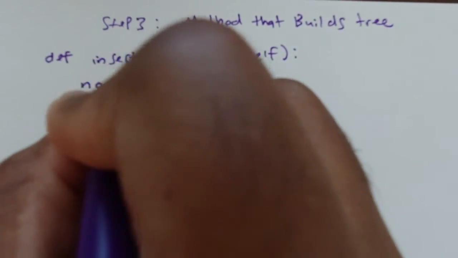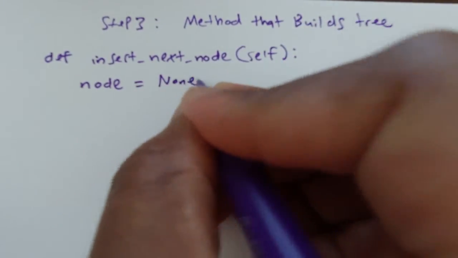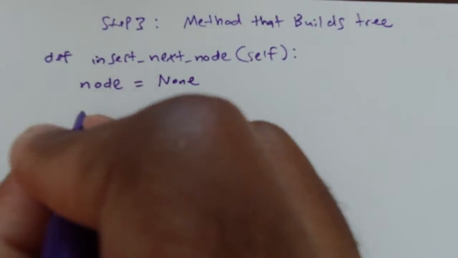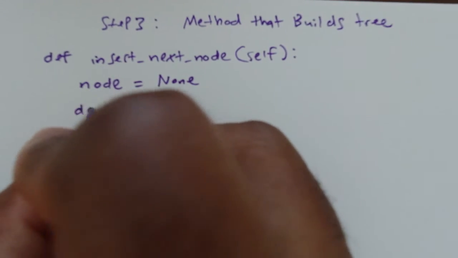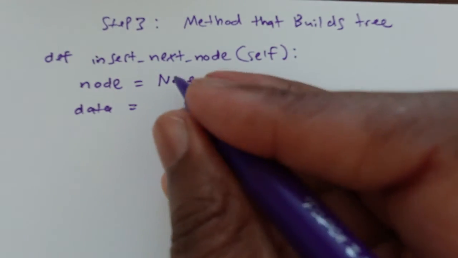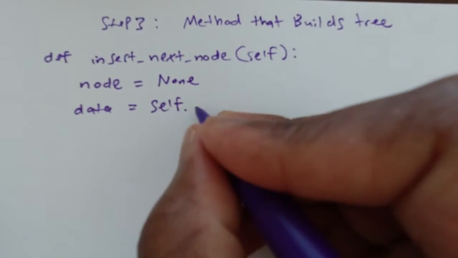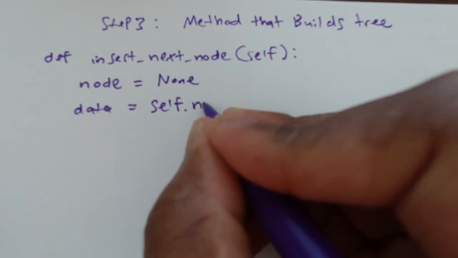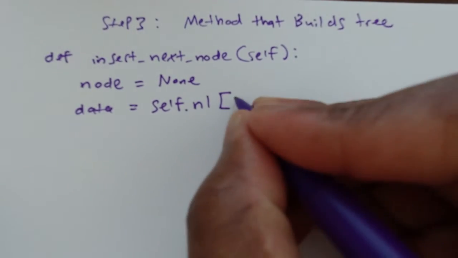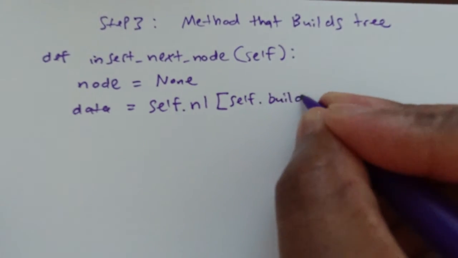The first part is to define the node. We're going to initialize this node as none, just in case the node does not exist. And then we're going to extract data from the node list. Do keep in mind that our node list is the input, and we'll do self.nl for the node list, and we are extracting data at the build index.